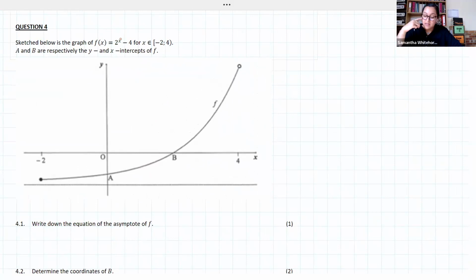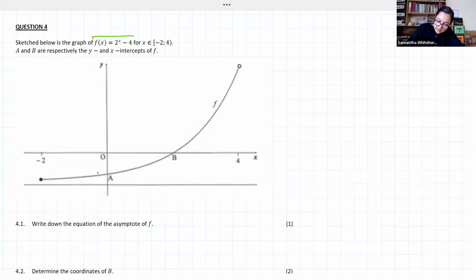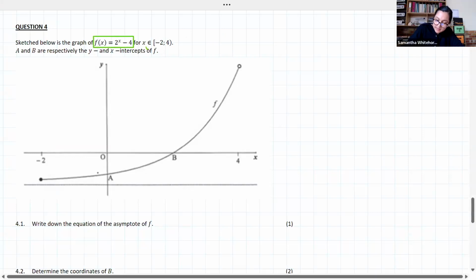A and B are respectively the y and x intercepts of f, but we can see them labeled on the graph, that's fine. So what I do just want to point out here is here's our function and here's the interval. So we can see that 4 is excluded because it's an open dot, and we can see that negative 2 is included because it's a closed dot. It's only going up to those x values.